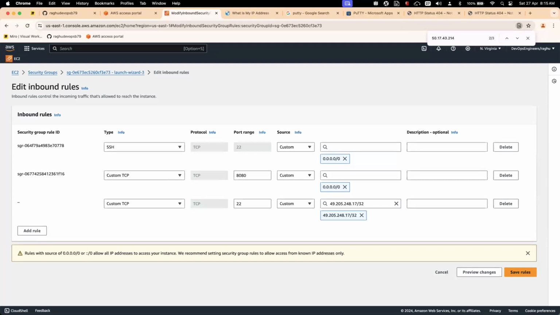Yeah, hi Raghu. Is my statement correct that AWS will deny everyone unless we mention whom to allow? Of course. Okay. Thank you. So any other options or any other questions?